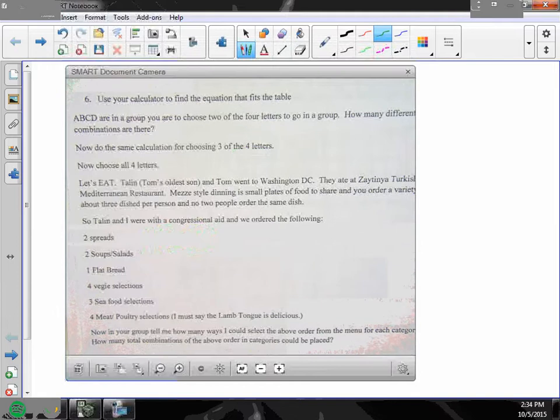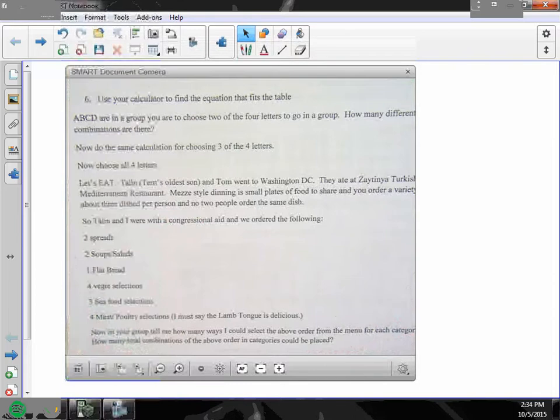All right, let's eat. So Tom and I put this together. Well, he mostly put it together, and then I brought it back into reality. So Talon, who is Tom's oldest son, and Tom went to Washington, D.C. They ate at Zeytinnya Turkish Mediterranean restaurant.